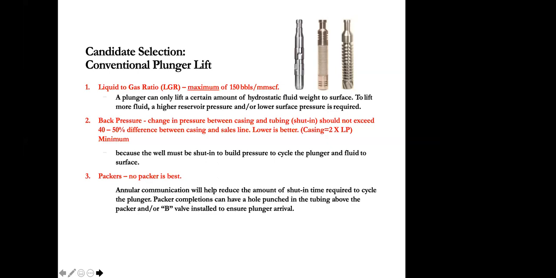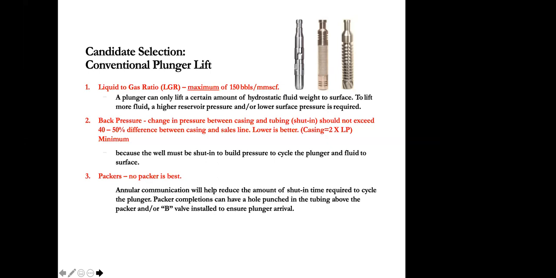The second thing we're going to look at is our casing pressure versus either our shut-in casing pressure or our shut-in line pressure if we have a packer, versus our line pressure. Typically, if it's a well that doesn't have a packer, general rule of thumb is you need two times the amount of line pressure. Your casing needs to be able to build to that. So if you have a line pressure that's 50 pounds, your casing pressure needs to at least be able to build to 100 pounds to have a chance for a plunger to work in that well.